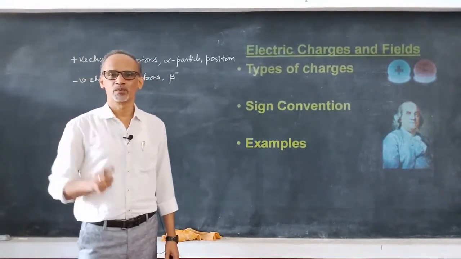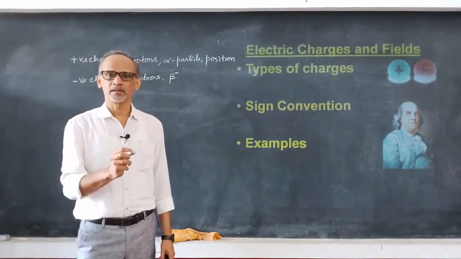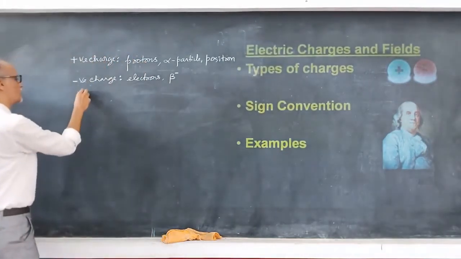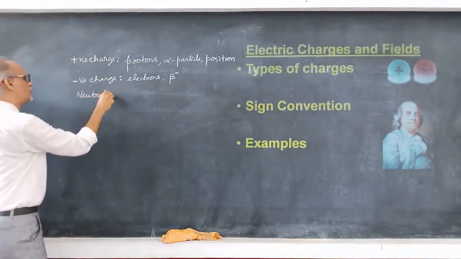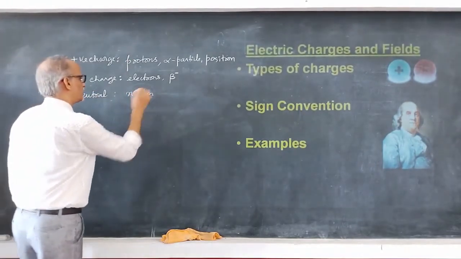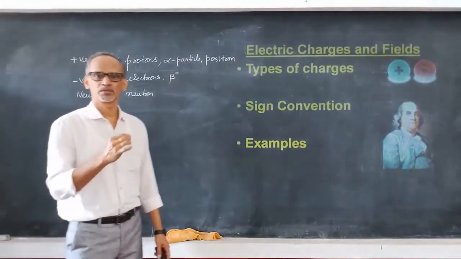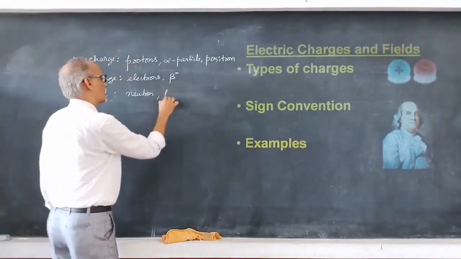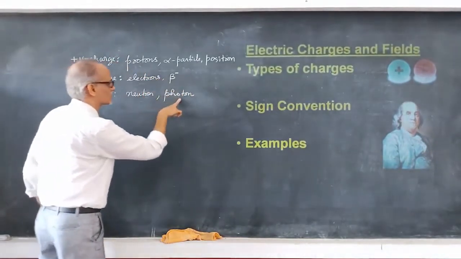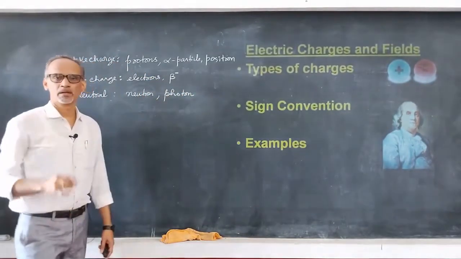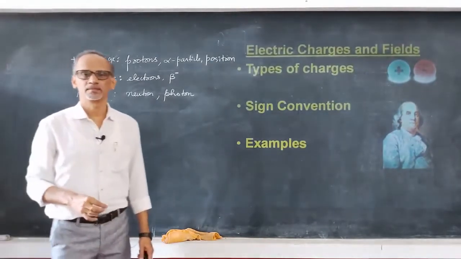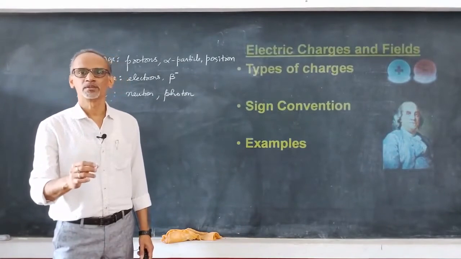But is it mandatory to have charge in a particle? The answer is no, because there are particles without this property, and such particles are called electrically neutral particles. Example, neutron. In a neutron there is no charge. Then we have photon. This is proton, this is photon. So neutron and photon are good examples of electrically neutral particles, or we also call them uncharged particles.